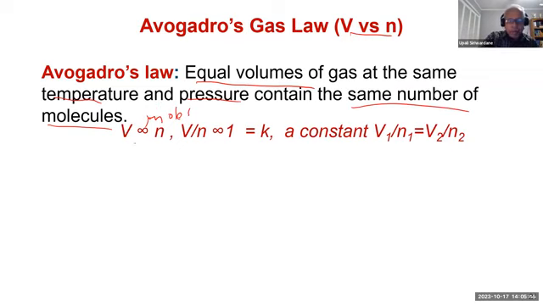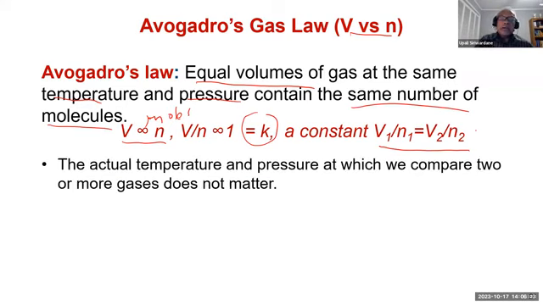Avogadro's law is a direct proportion. The volume of a gas is directly proportional to the number of moles. When you replace the proportionality with a constant and take 2 readings, V1 divided by N1 and V2 divided by N2 are equal. That is the statement of Avogadro's law. The actual temperature doesn't matter.